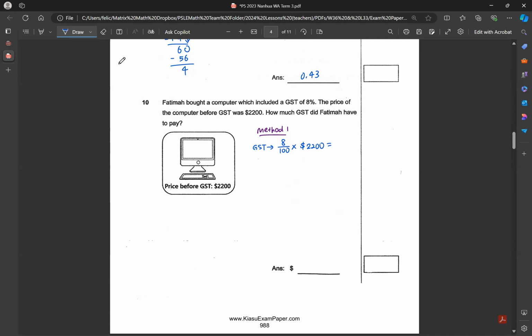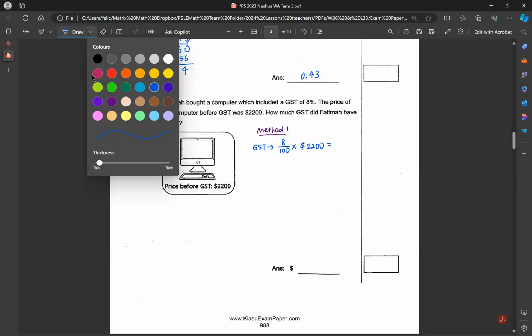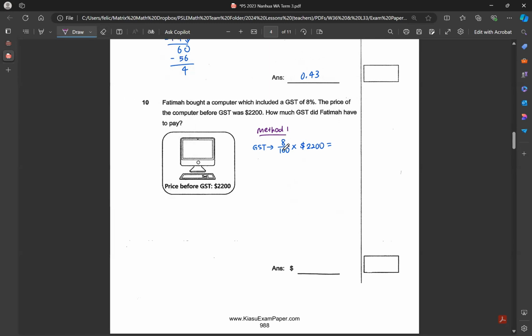Okay, personally, I feel this way is a lot faster. Since you can't use a calculator, you can just cancel the number of zeros. So 0 cancel, 0 cancel. That will be 22 times 8, which is actually $176. Okay, so that's it. This is in one step.